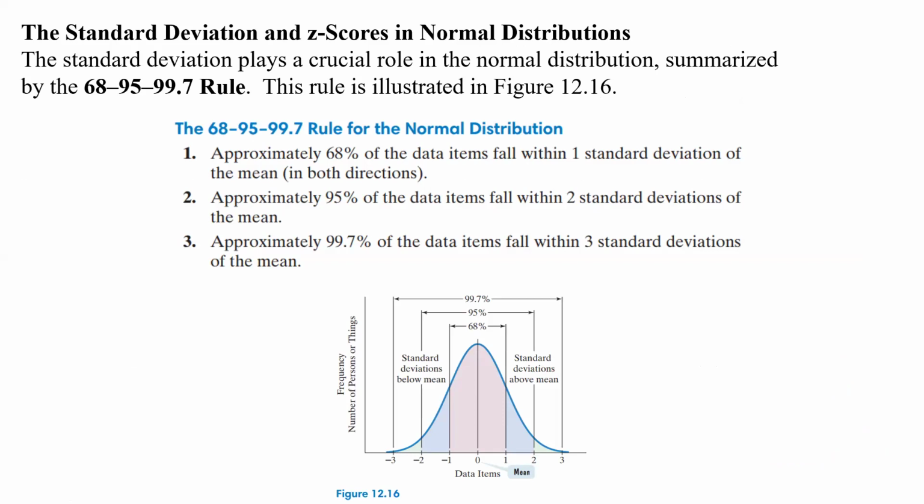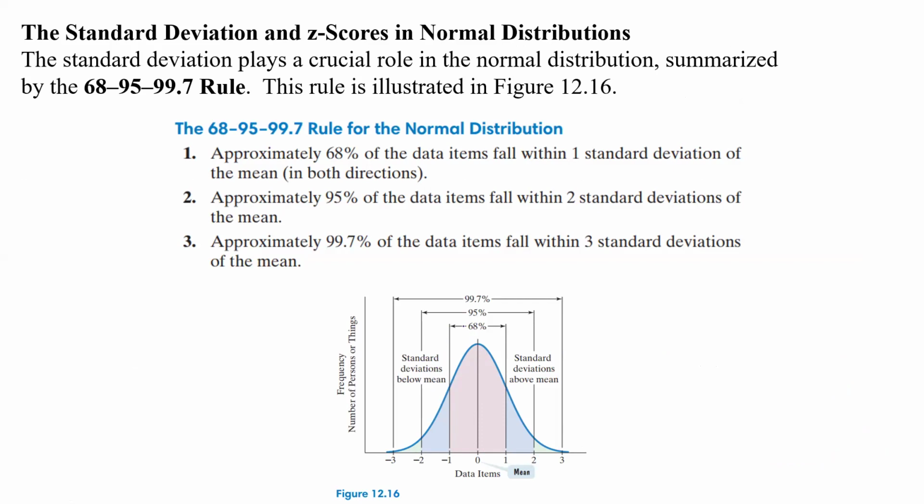So the standard deviation plays a crucial role in the normal distribution and is summarized as the 68, 95, 99.7 rule. Now, this is what it looks like in a picture model. So we still have our normal distribution. We have our mean right down the center here. And then what we're saying is we have this rule called the 68.